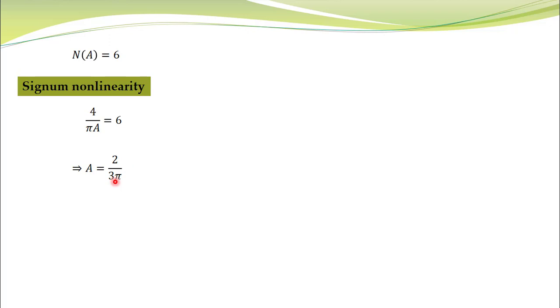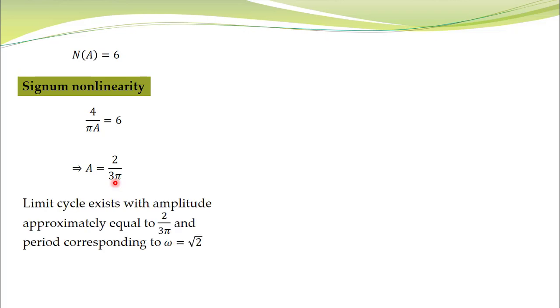So what is the conclusion? We have found the values of A and omega. A comes out to be equal to 2 divided by 3 pi, and omega is square root of 2. That means that there exists a limit cycle in this particular system, and the amplitude of that limit cycle is approximately equal to this thing, and the period of that limit cycle corresponds to approximately omega equal to square root of 2. So this is the conclusion for signum nonlinearity.